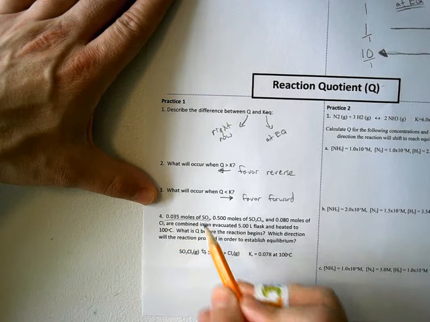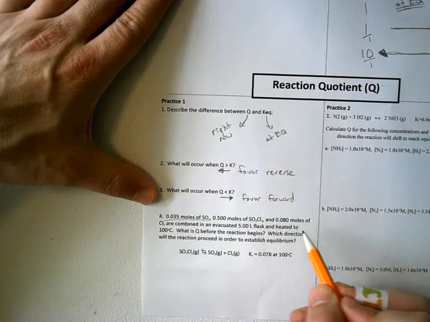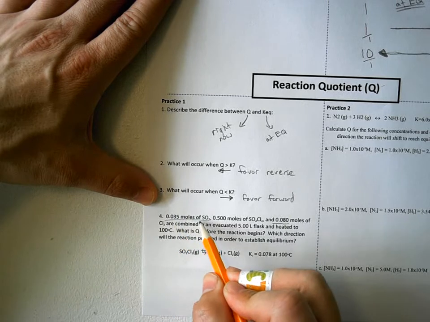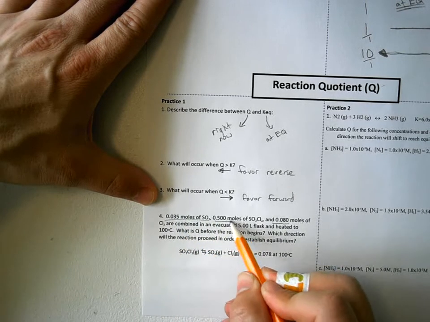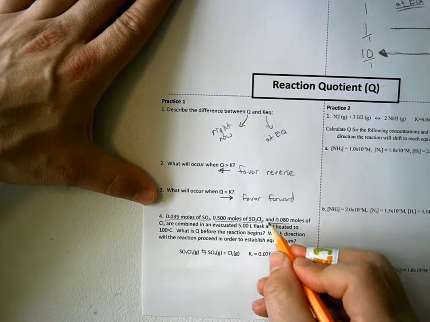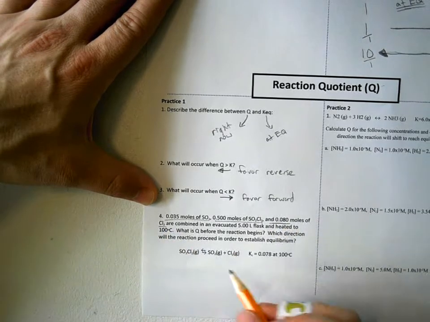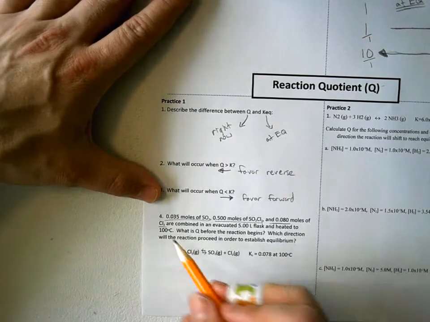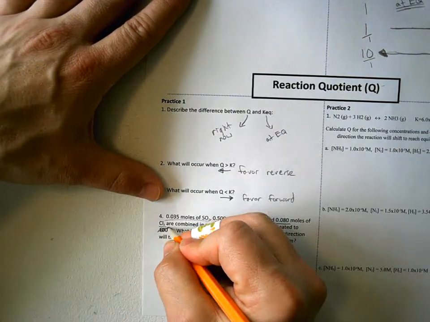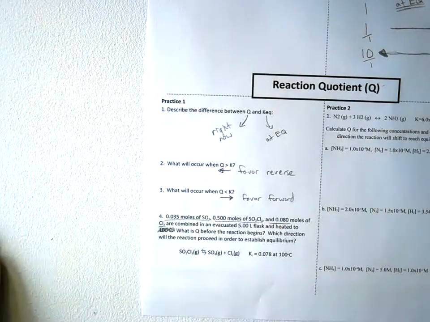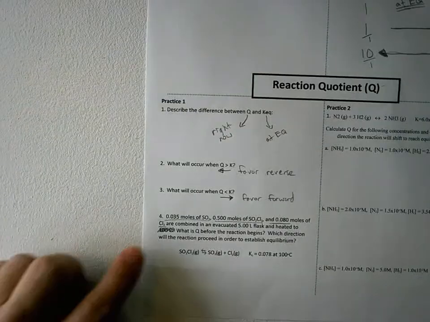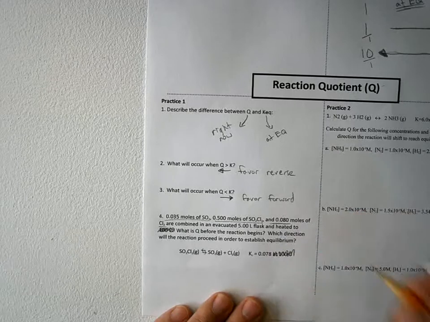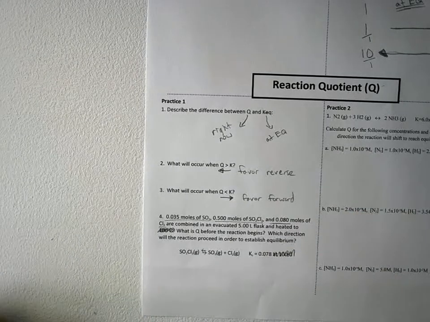Down here we have 0.035 moles of SO2, 0.5 moles of SO2Cl2, and 0.08 moles of Cl2. They're combined in an evacuated 5-liter flask and heated to 100 degrees Celsius. Now temperature, although it does affect equilibrium values and the K values, it doesn't change the math at all. So let's just get rid of this 100 degrees Celsius. We don't need to really care about that.